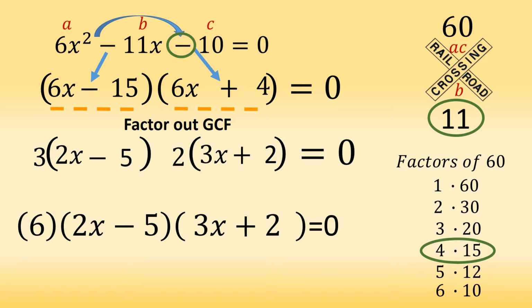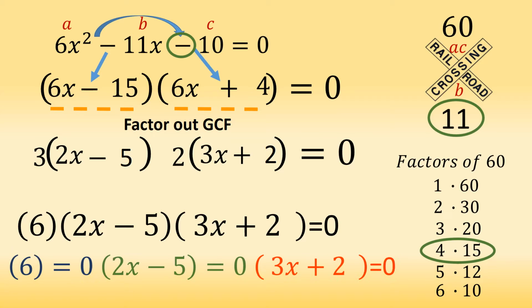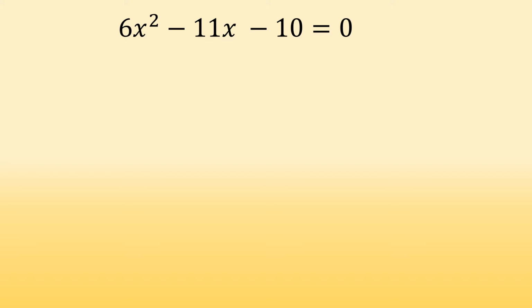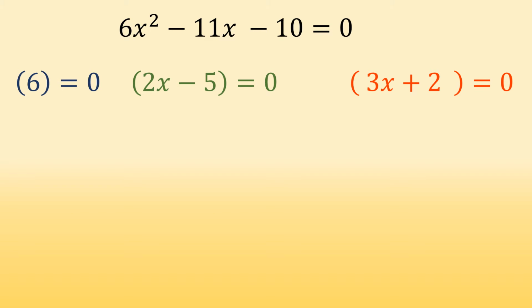See how I get 6x(2x - 5)(3x + 2) = 0. Take each one of my factors and set it equal to 0. Run out of room. Next slide. There's our original problem. I'm going to put down my different factors. I set them all equal to 0.